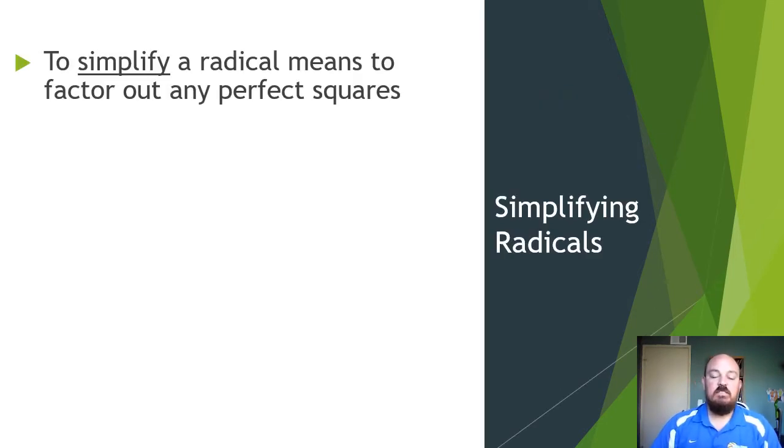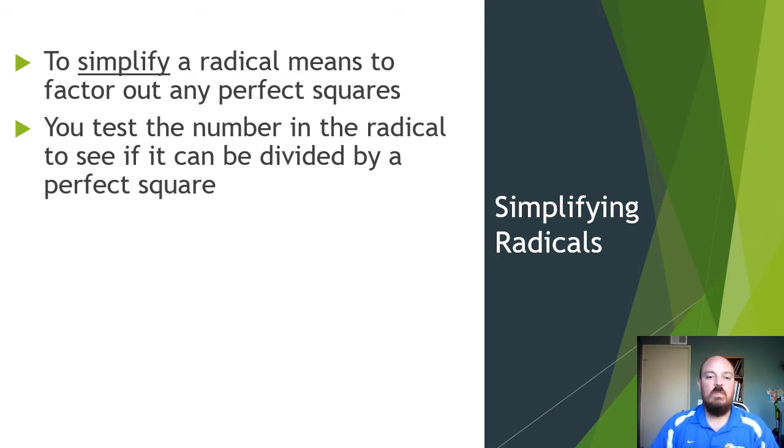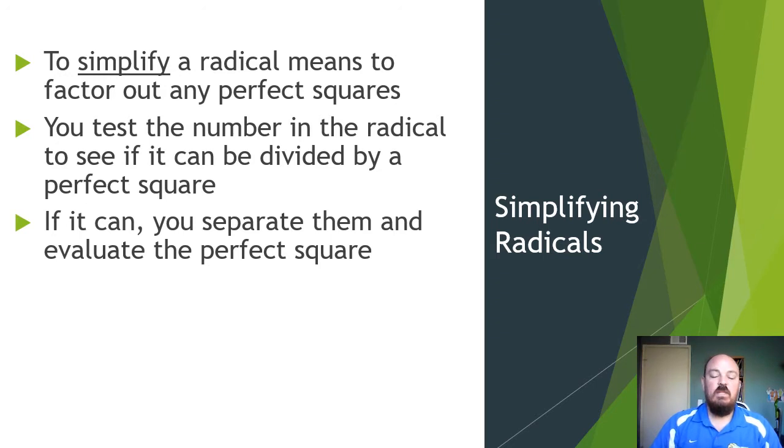So here's what we mean by simplifying radicals. Simplifying means you're going to leave it as a square root. You're not going to give me a decimal answer, but you're going to factor out any perfect squares. So what you want to do, you want to take a look at the number inside the radical and see if it can be divided by any perfect squares. And remember, we went through the perfect squares in part 1. That was any whole number square. Now, if that number inside the radical can be divided by a perfect square, then do that and separate it and simplify it.